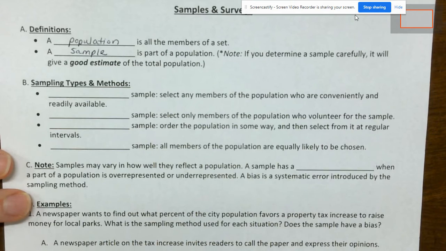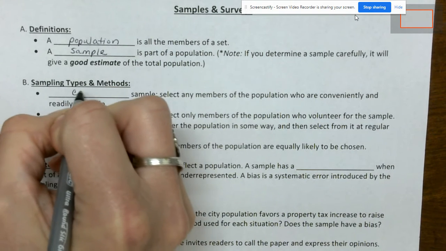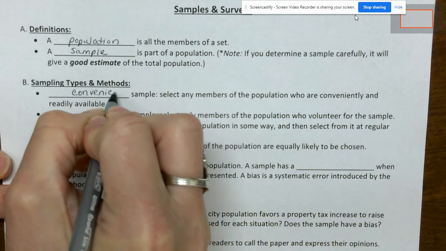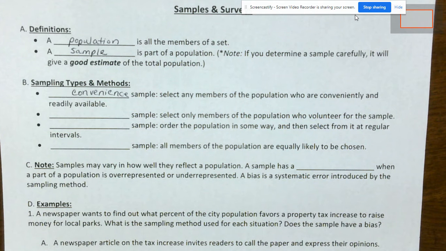The first type of sample that we're going to talk about is a convenience sample. That's where you select members from your population that are conveniently and readily available. So if I were using the students at Randleman High School, I might survey them as they get off the bus in the mornings or as they enter the school building. That's a convenience sample. It's when they're coming in the door.